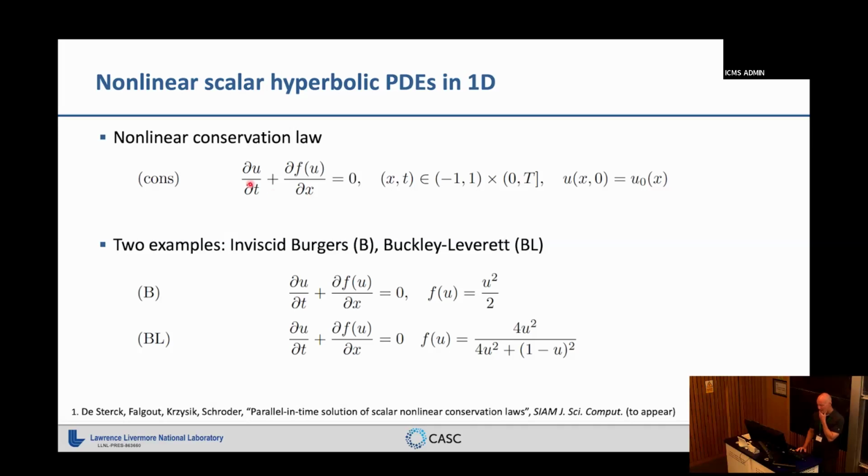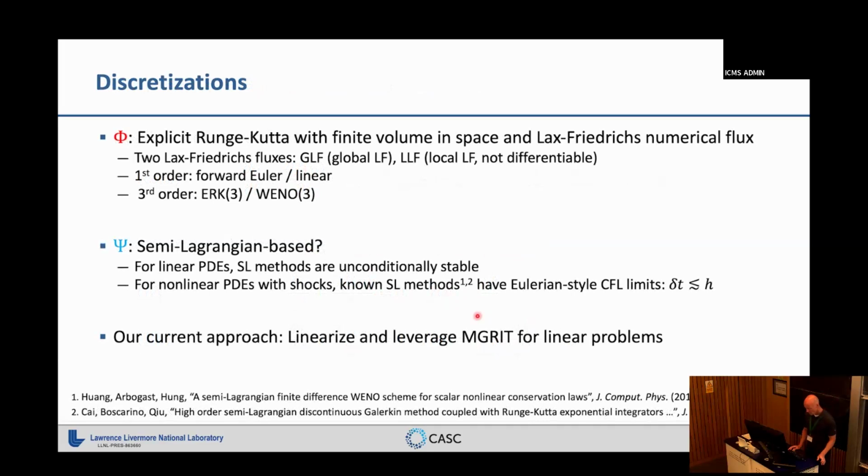Now we have this problem here, in conservative form, and I'm going to consider two problems. One is inviscid Burgers, which we'll indicate by B, and then Buckley-Leverett is the other one. The only difference between these two is the flux function put here. The discretization will be explicit Runge-Kutta, finite volume in space, with the Lax-Friedrichs numerical flux. We'll consider two orders. The third order uses a WENO scheme, and we'll also use two approximation techniques for the Lax-Friedrichs flux, global and local.